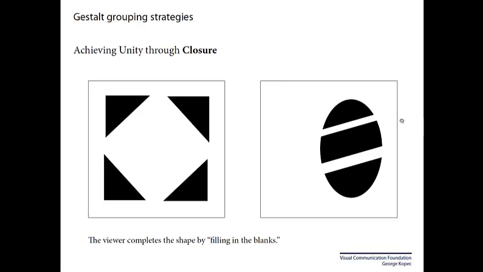Again, there is no ellipse here at all. It's three odd shapes put together that our mind puts together to make an ellipse. So we're filling in the blanks. Whatever's in the field of vision, we're filling in the blanks to make an object, and that's called closure.